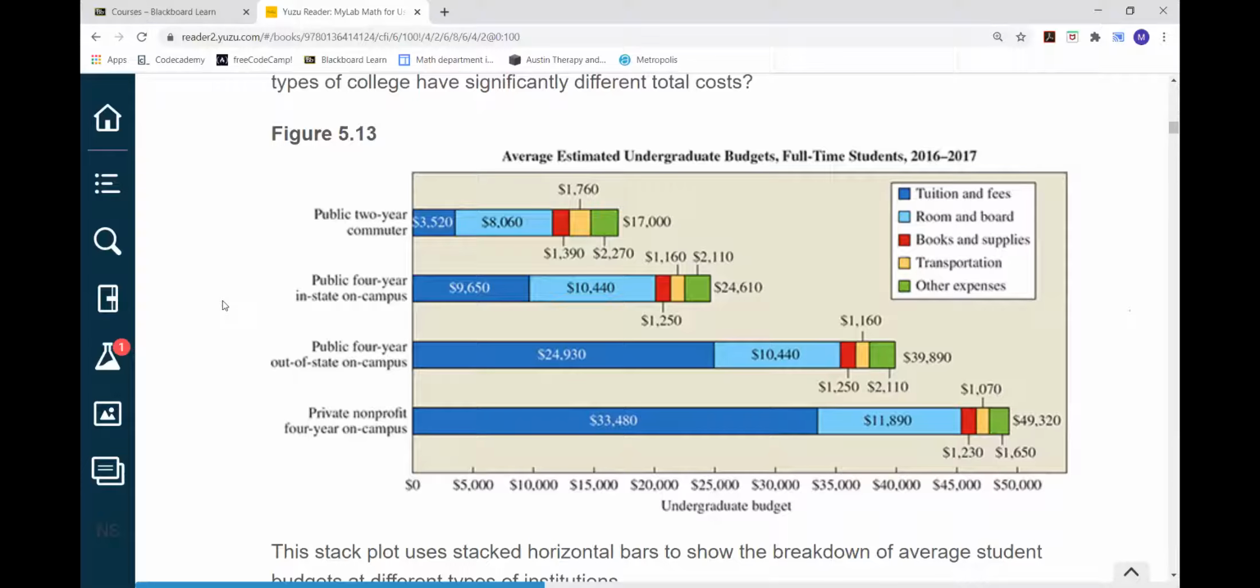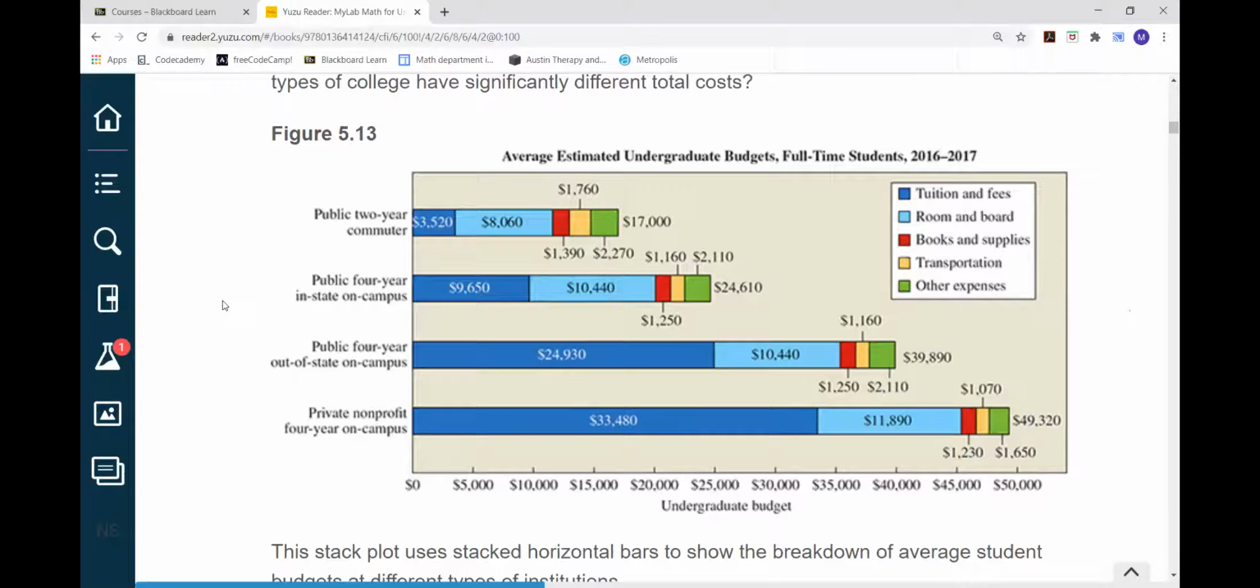Any questions on that first part? Do you think you can interpret a stacked bar chart like this? Is basically what we're asking. Ignoring the other expenses category, the general trend is for all categories to cost more as you look down the chart, from 2-year public colleges to 4-year private colleges. However, one category is an exception in this trend. Which category, and can you explain why?